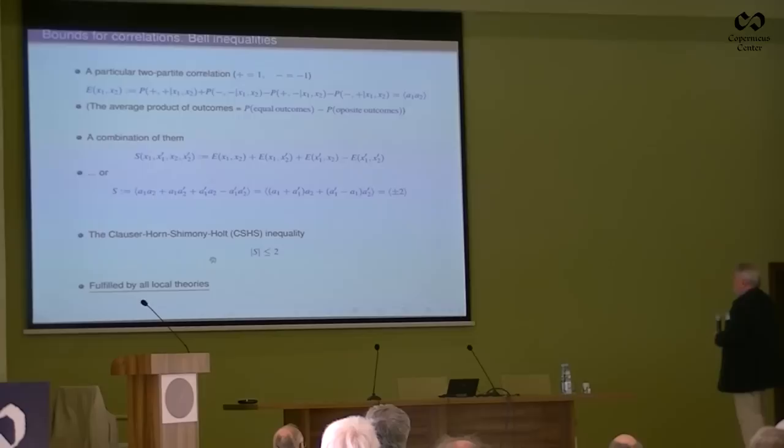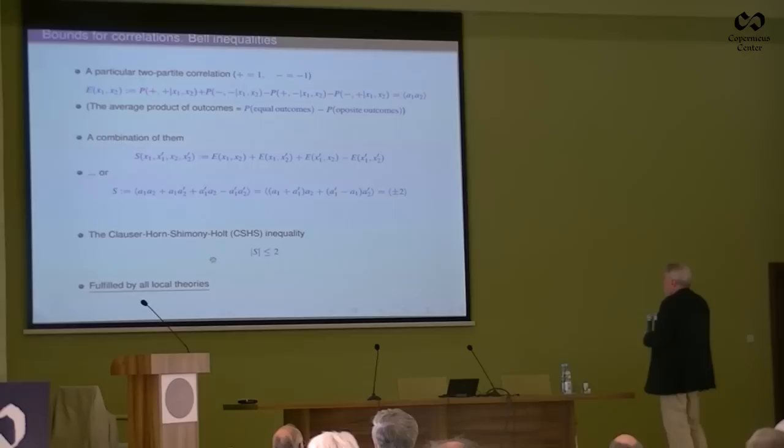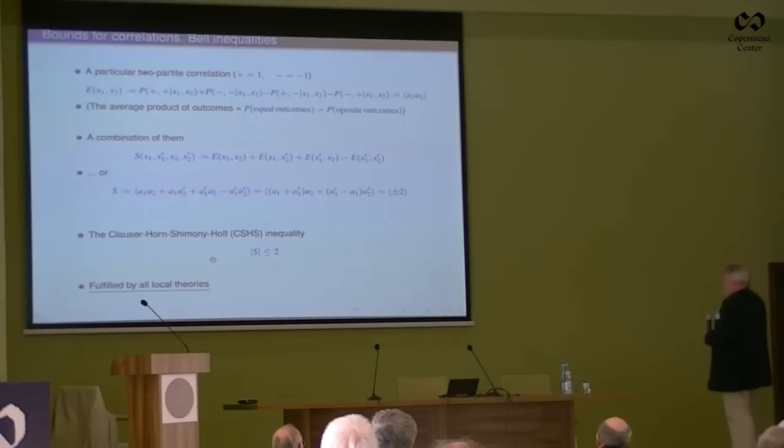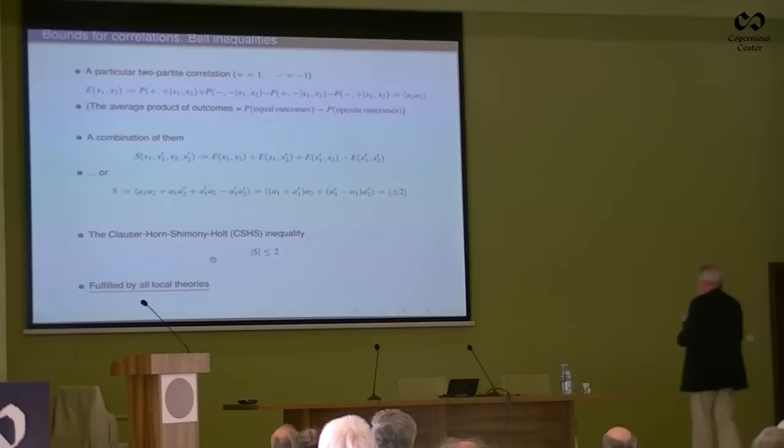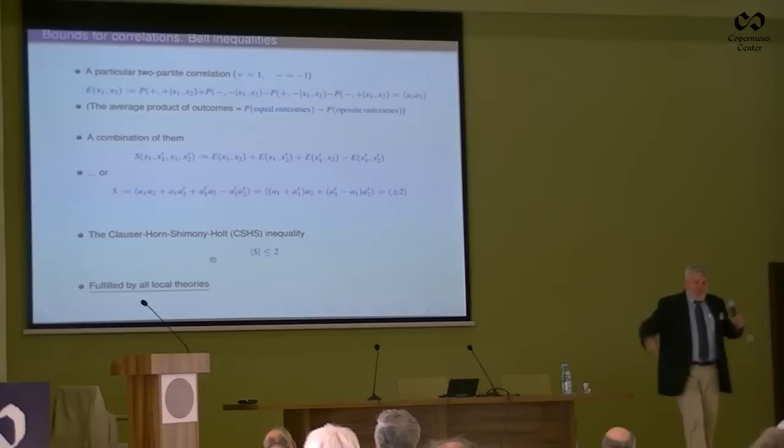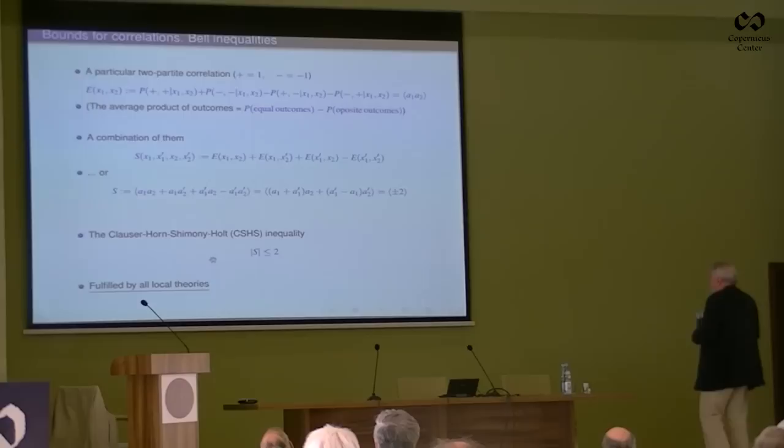If you look a little bit carefully, this is nothing more than the average value of the product of the two outcomes. Because if they have the same sign, the probabilities go with the plus sign, and if they have opposite signs, they go with minus. So this is the probability of equal outcomes minus the probability of opposite outcomes, if you measure in these two laboratories. It does not mean that I measure the same quantity. X1 and X2 could be different, for example, projections of spin. And this is important.